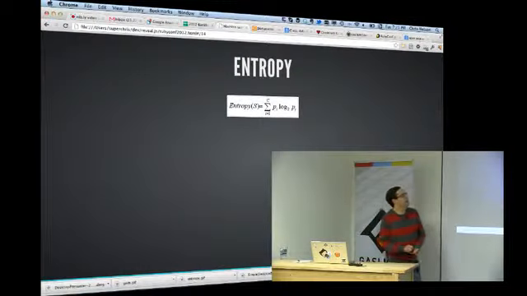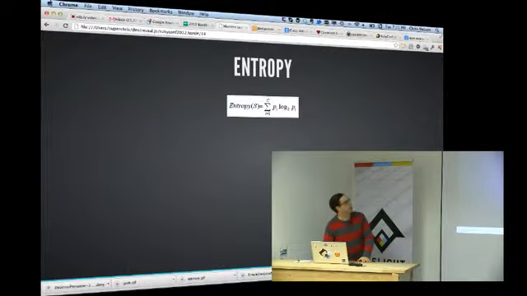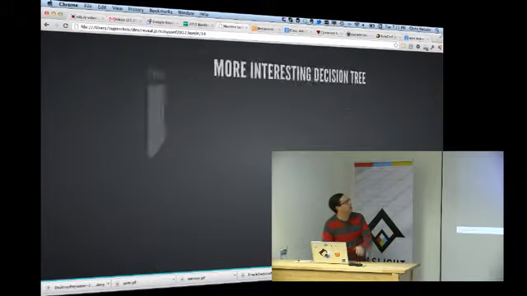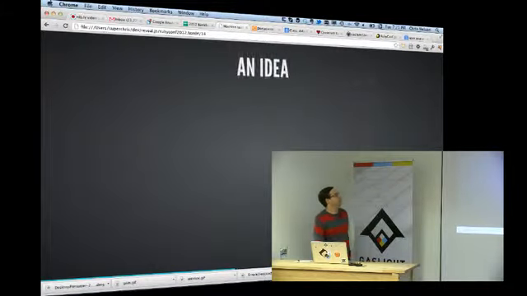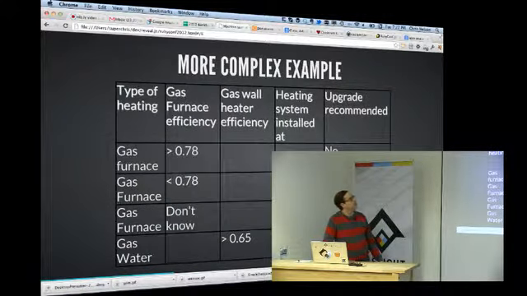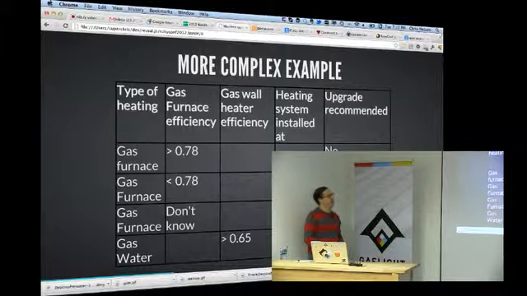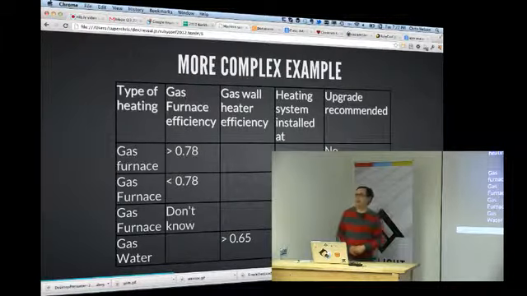What entropy actually means, if we went back to that first table, is really about how many possibilities there are for the upgrade recommended here, and how disjointed the set of data is. I don't think I'm explaining that very well. You want to take a crack, James?